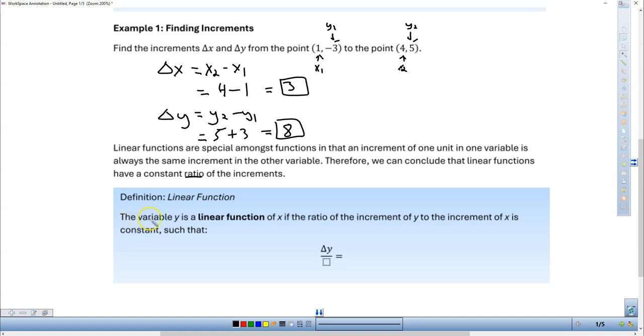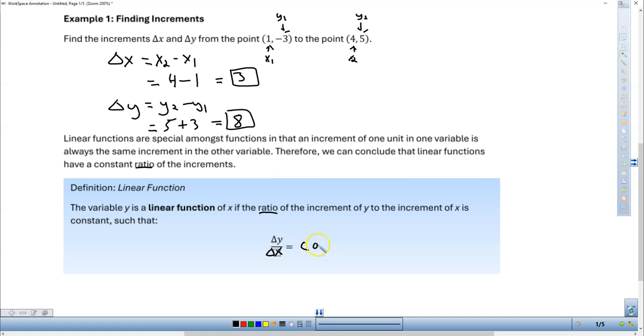A linear function: the variable y is a linear function of x if the ratio of the increment of y to the increment of x is constant, such that the change in y, and let's fill this in here, over the change in x is going to be constant.